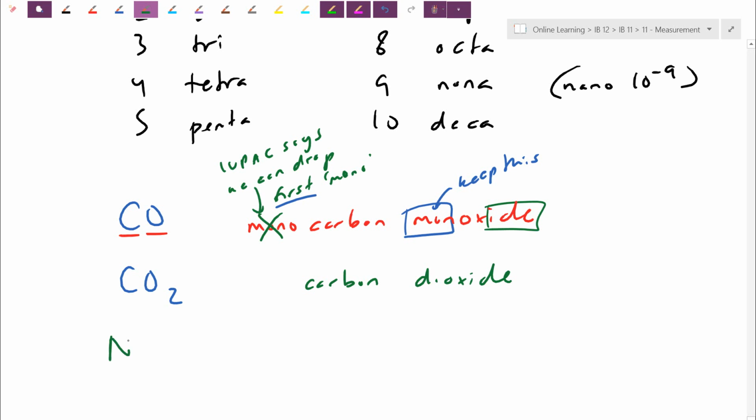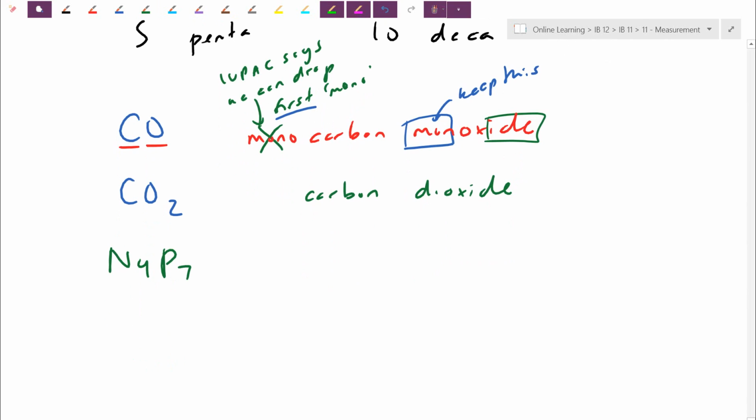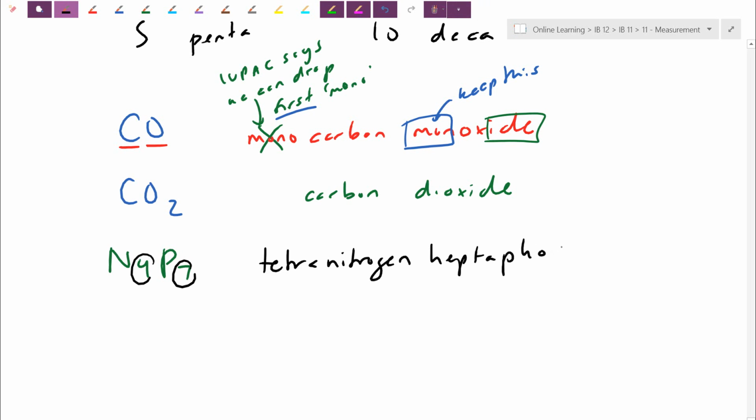Let's do one more here, N4P7. I have no idea if these compounds exist, but if they did, I should be able to name them. So this one, the prefix for 4 is tetra. So we can say tetranitrogen. So no IDE for the first non-metal. The other one is 7, so we're going to say hepta. And this one here is phosphorus, so we're going to say heptaphosphide. Would I drop the tetra here? Well, of course not. The prefix is actually giving you 4 to 7. It's only if the first one happens to be mono that you drop it.